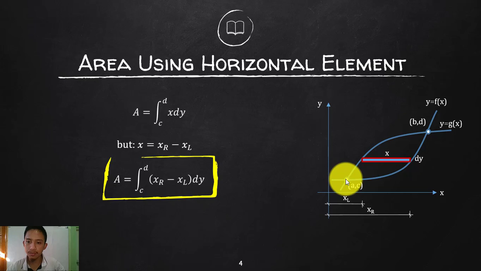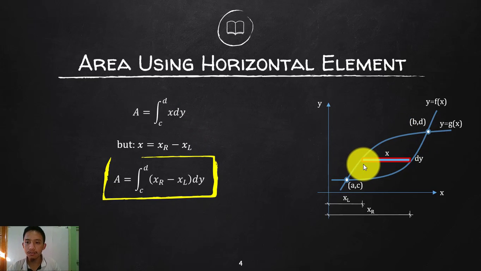I will be getting the limit. This is a point, so it has an x and y coordinate. This is a point, so that has an x and y coordinate. We are moving vertically, so we should get our limit on y. So y of that is c. Y of that is d. So my limit here is from c to d. It means that I will summate this differential area, which is x times dy, from y equals c to y equals d.